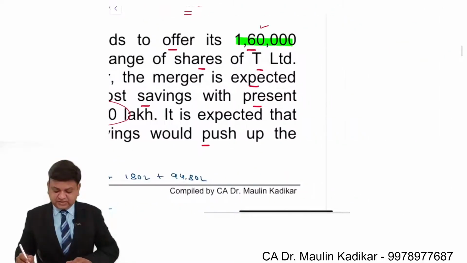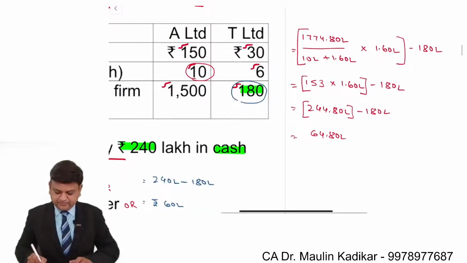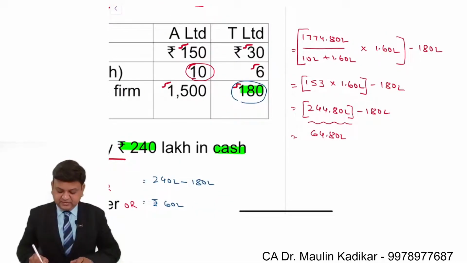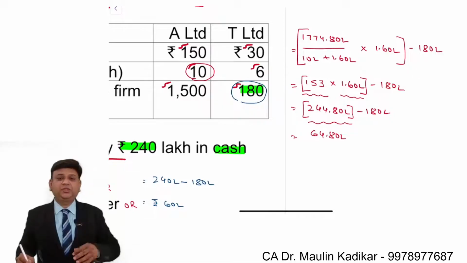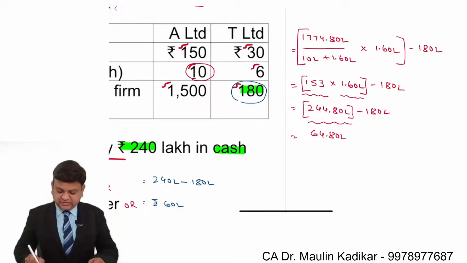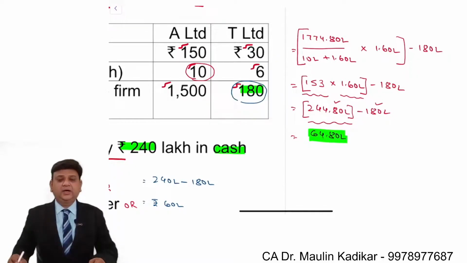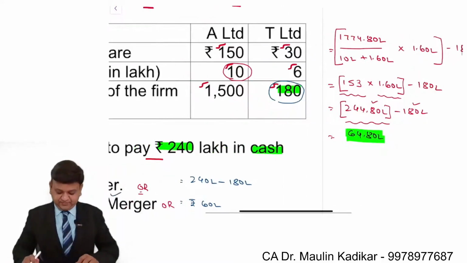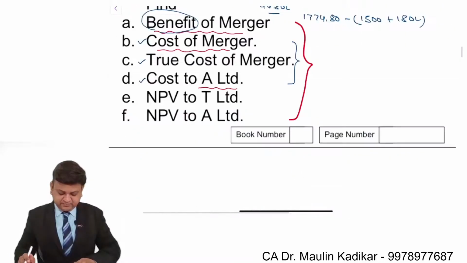We have paid in total the consideration of 244.8 lakhs, which is calculated like this: MPS of the merged firm into number of shares issued to the shareholders of the target company. So this is the value attributable to the shareholders of the target company in the merged firm minus the market value of the target company before merger. The difference between both of them is considered to be the cost to the acquiring company. This is the way we make the computation of the answer.